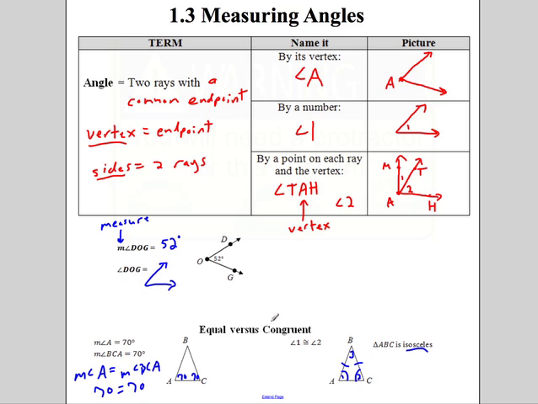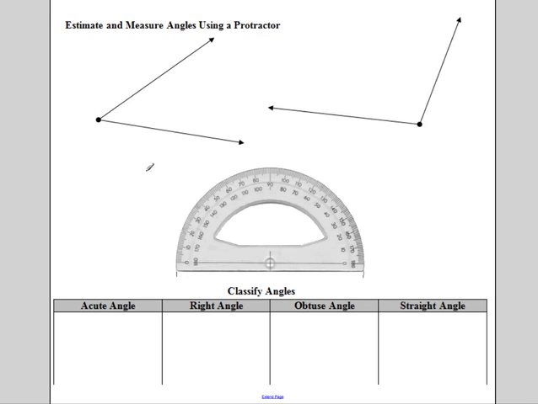Is that a formal definition? Just put the marking there and you've got it. Angle 1 is congruent to angle 2. They're the same. So we're going to start really marking congruent angles. Fantastic. Moving on. How do you measure these things?